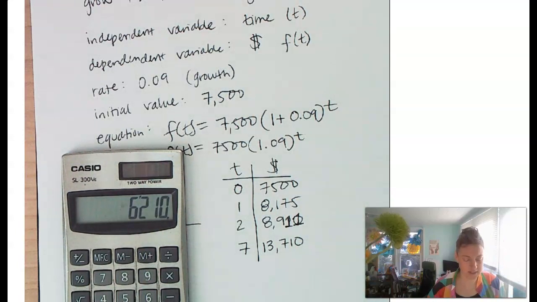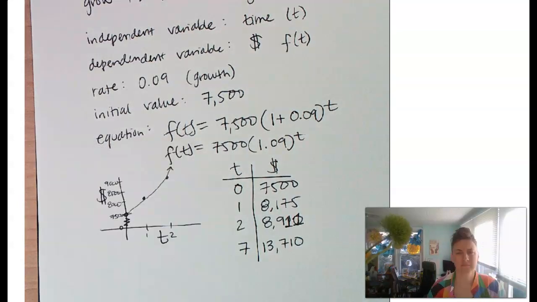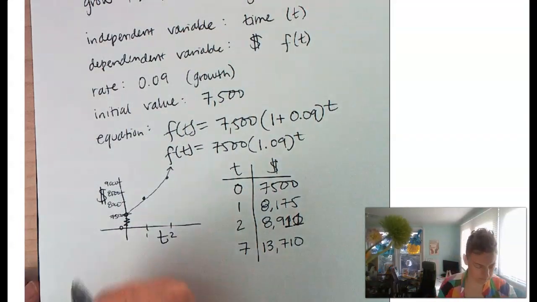We made $6,000! By just letting that money sit there. Sometimes, exponential functions are the bomb. They make us some dollar-dollar bills, y'all. So let's also talk about the domain and range of this function.